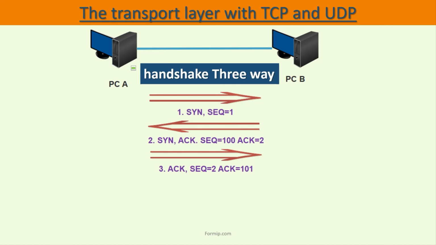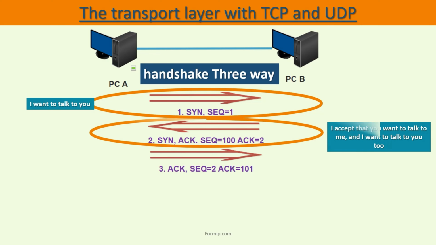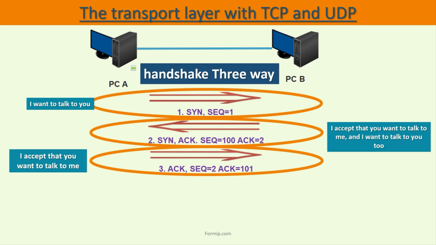So to summarize and simplify things a little, PC A sends a TCP-SYN to tell PC B it wants to talk to it. Then PC B sends a TCP-SYN ACK to inform PC A that it agrees to listen to it, at the same time telling PC A that it also wants to talk to it. And finally, PC A sends a TCP-ACK, that is, it in turn agrees to listen to PC B. Now that the connection is established, the data can be sent.